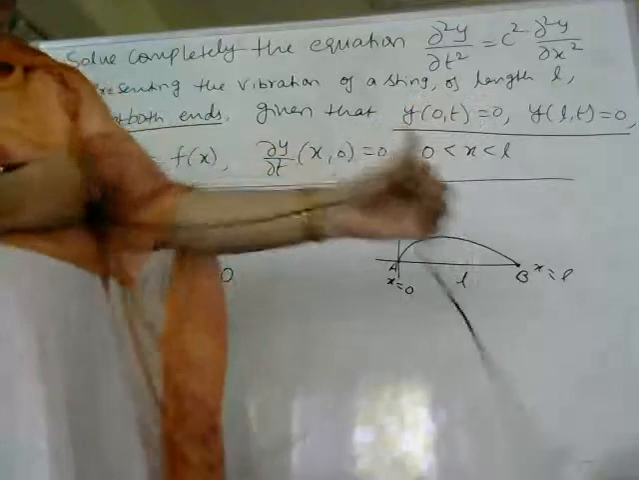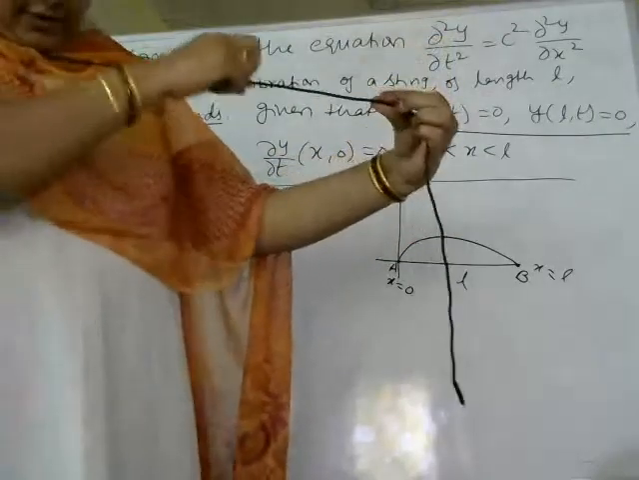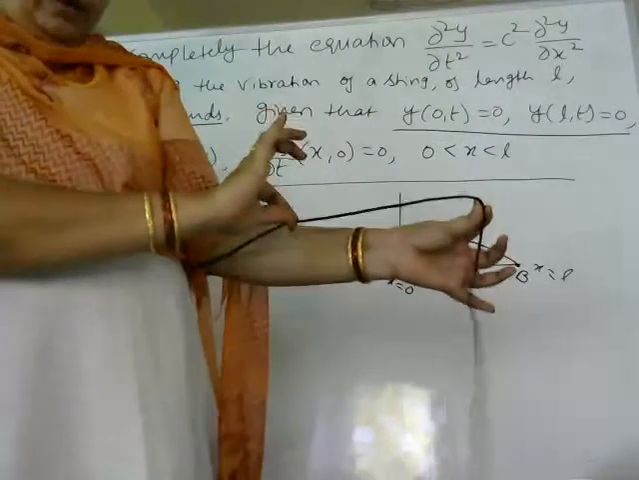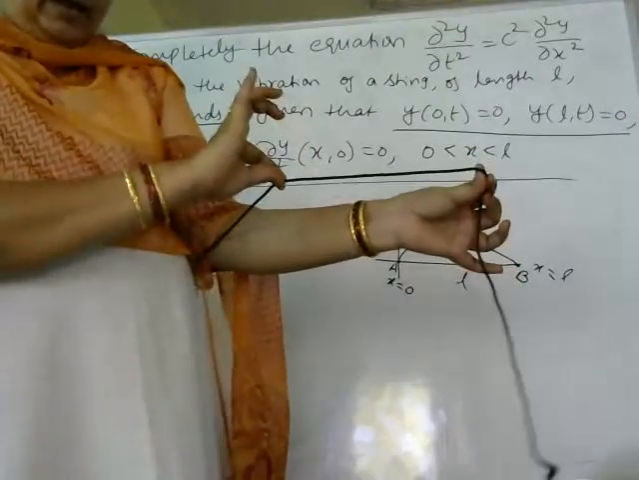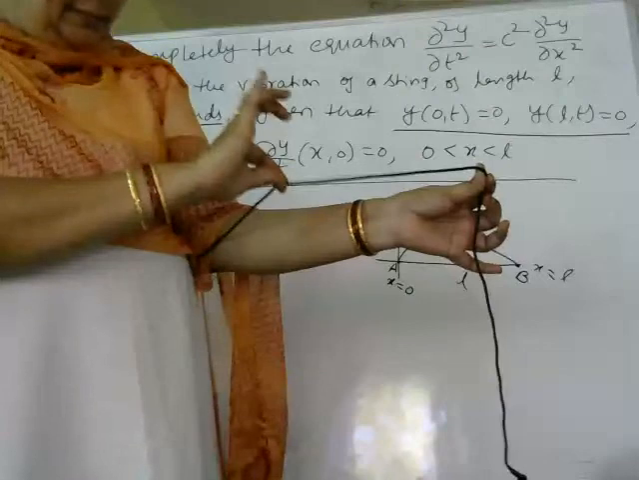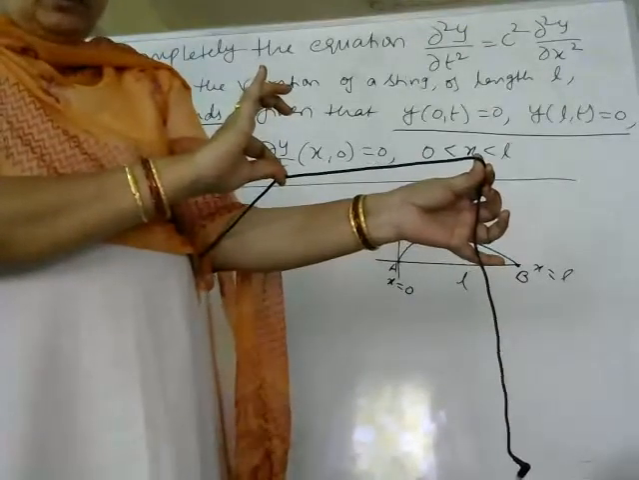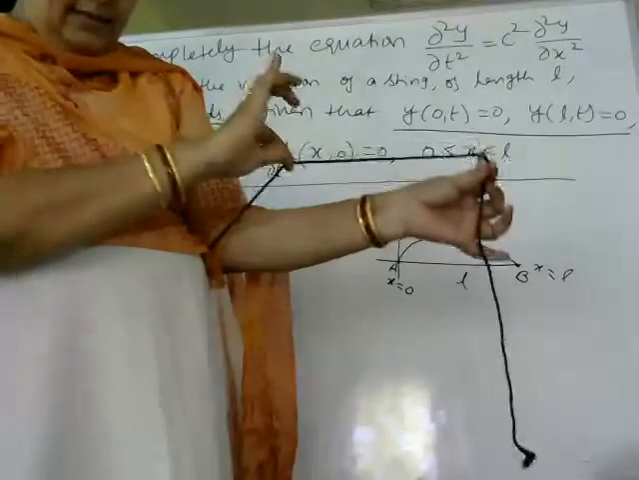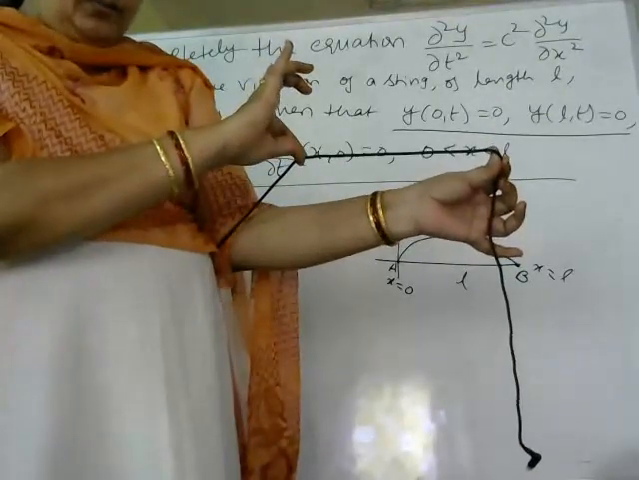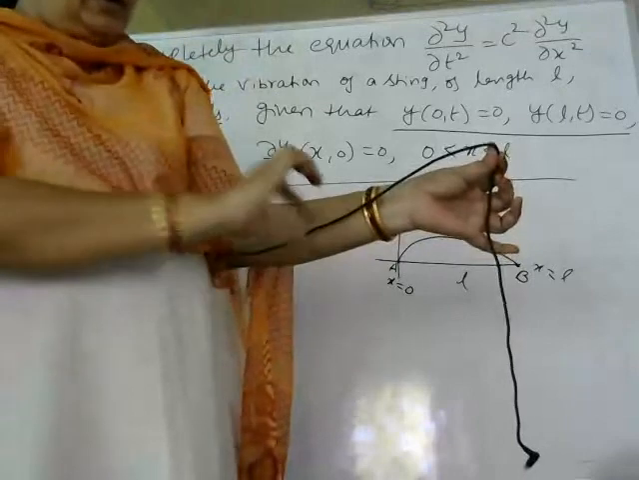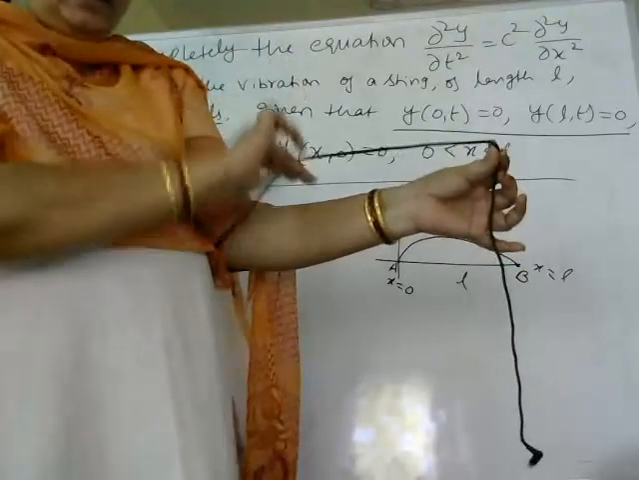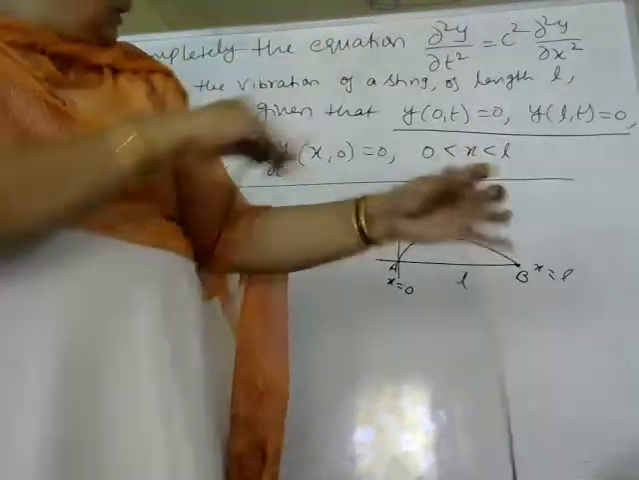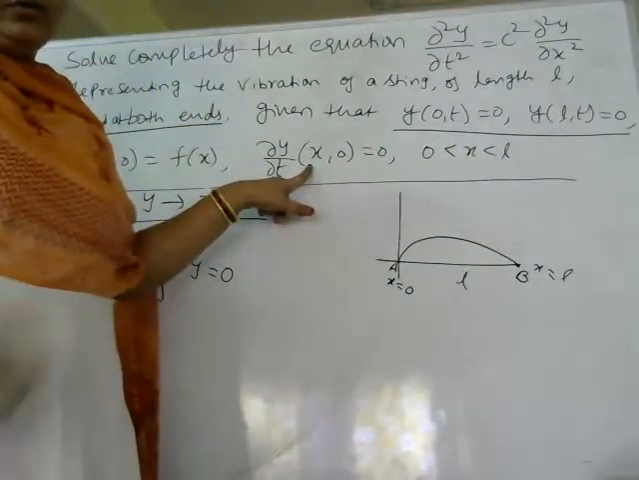Initially means if the string is taken like this, taken like this. Initially, we are just taking to a height and leaving it. At this point t equal to 0, it is not moving. It is not vibrating at this point t equal to 0. Unless we release it, it won't vibrate. So initially, it is having some displacement, but it is not moving. That is why displacement velocity is equal to 0.